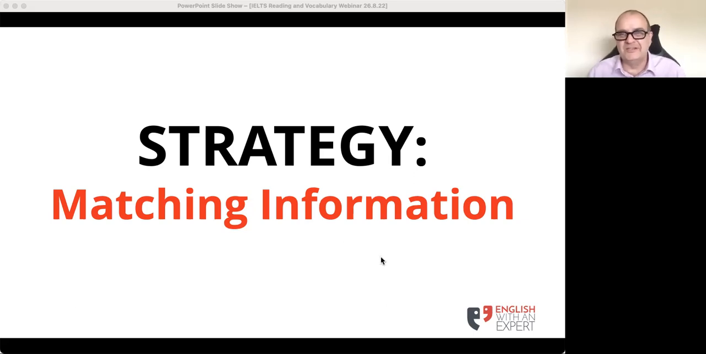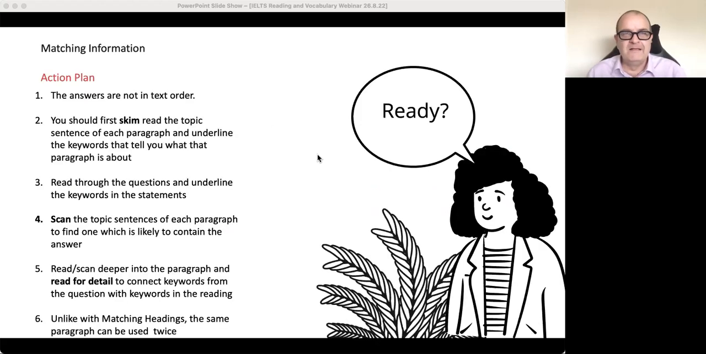That's a lot harder. Plus, in matching headings, you can only use each heading once. So each paragraph can only be used once. With matching information, each paragraph can be used more than once. That makes it harder as well. So let's go over the strategy then. The first thing you should know is the answers are not in text order. These are not text order questions.